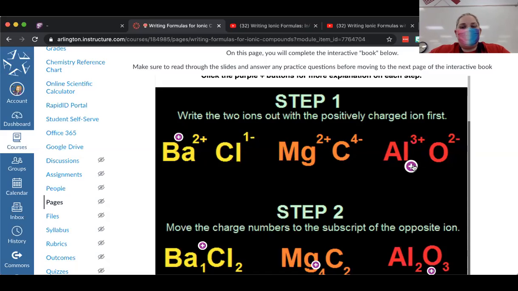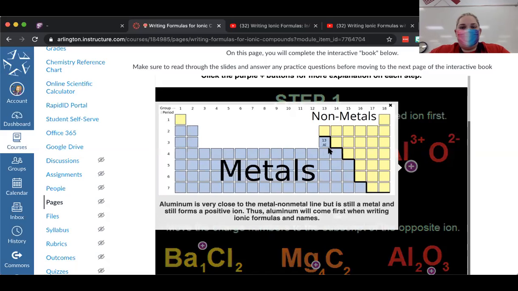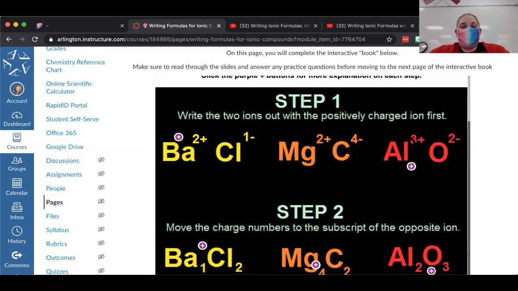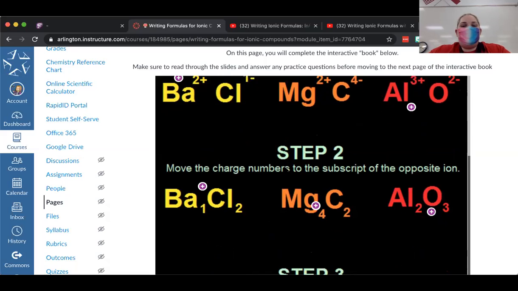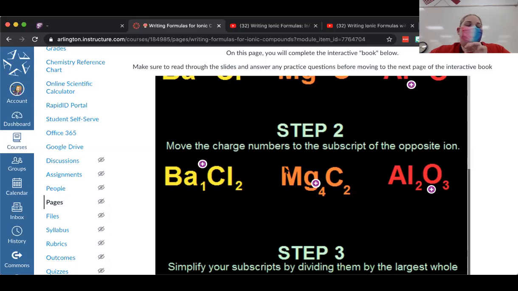What we've done here is we've looked up all of these. So aluminum, again, here's another example. It is close to the nonmetal metal line, but it is on the left. It's considered a metal. So it's going to be a +3 because it's in group 13. So it needs to lose 3 electrons because it has 3 valence electrons. So once I figure out the symbols and the charges, I write them out like this with the positive ion always written first. And then there are 2 methods that you can use for this process.